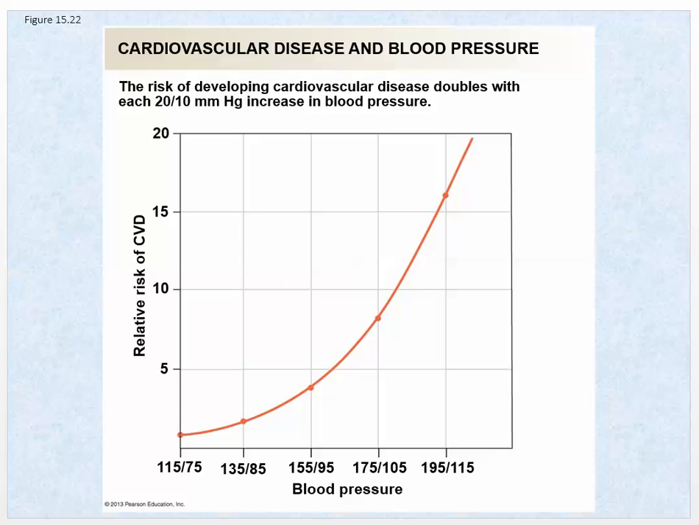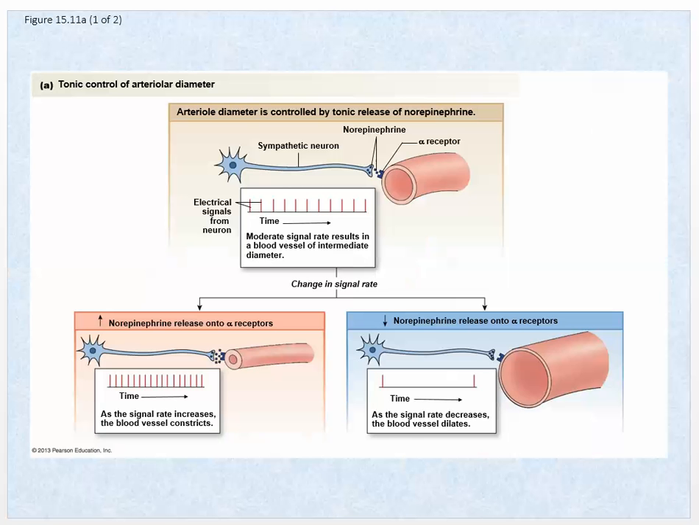All right, so we were talking about blood pressure, and the risk of developing cardiovascular disease doubles with each 20 over 10 millimeters of mercury increase in blood pressure. So this is 115 over 75. That's a nice blood pressure right there. And then it goes up to 135 over 85, and you can see that the relative risk just skyrockets. It increases more and more as your blood pressure goes up. If you've got a blood pressure like this, you have a very high risk of cardiovascular disease, because this high blood pressure, this constant pressure on these vessels, is a bad thing.